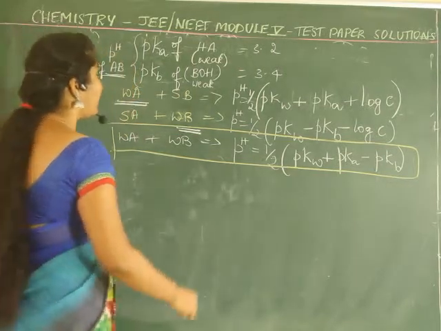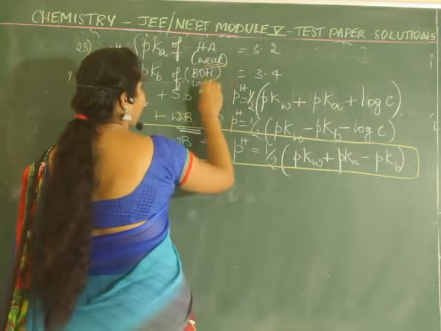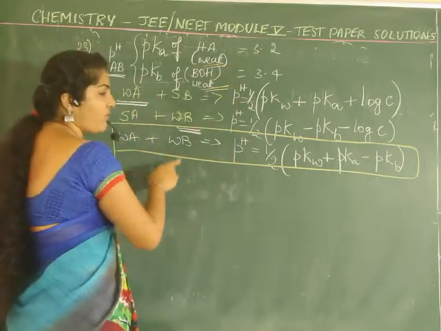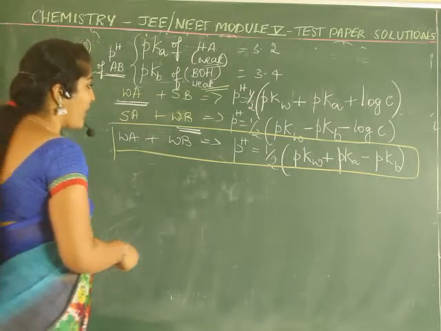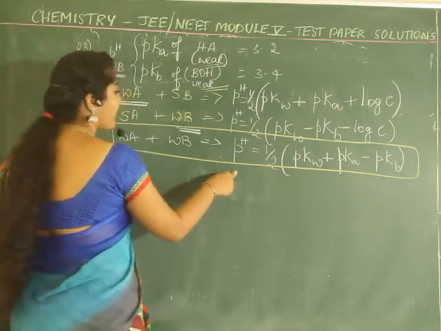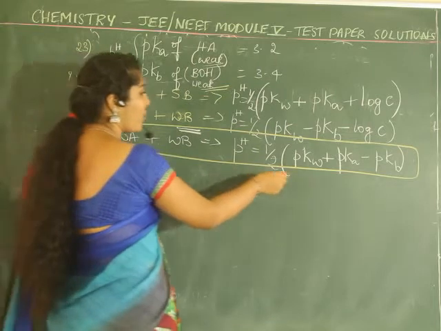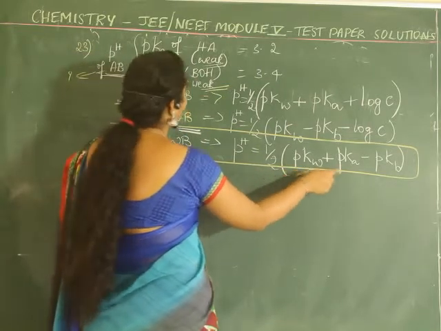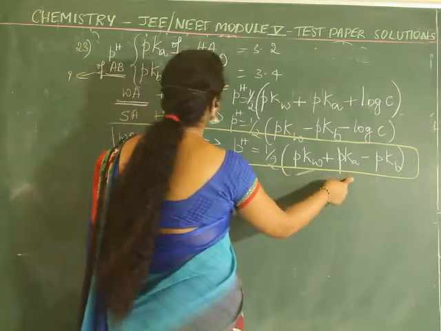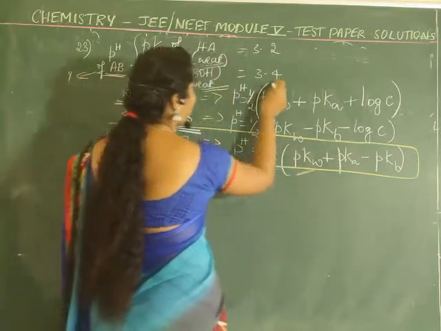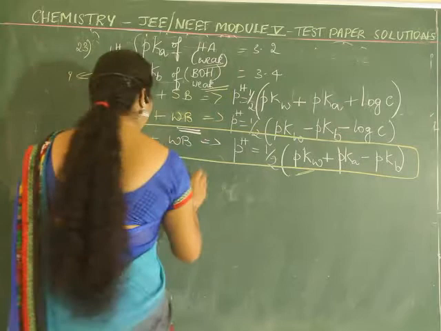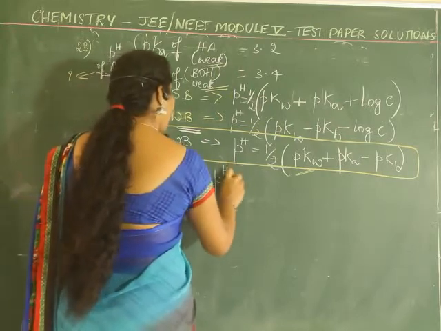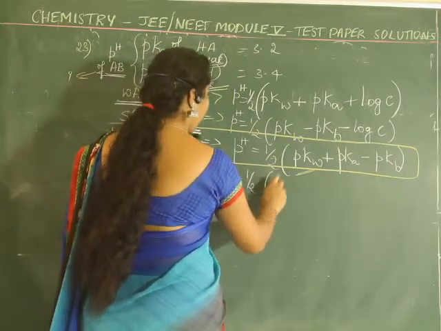Now here we know this is a weak acid, weak base given. So this formula suits this particular condition or the question. pH is being asked for the salt AB. You know what the pKw value is. You know the pKa value is given as 3.2. The pKb value is given as 3.4. Now we need to substitute. Therefore, pH is equal to half.